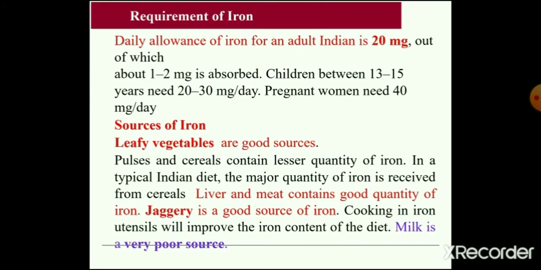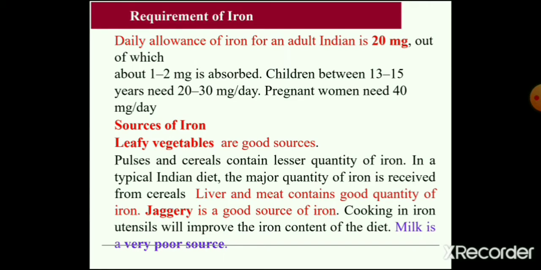Now what are the requirements of iron? The daily allowance of iron for an adult Indian is 20 milligrams, out of which only about 1 to 2 milligrams will be absorbed. That is, only 10% of the total consumption is absorbed. Children between 13 and 15 years need 20 to 30 milligrams per day, and pregnant women need around 40 milligrams per day, because the requirement is more in pregnancy.